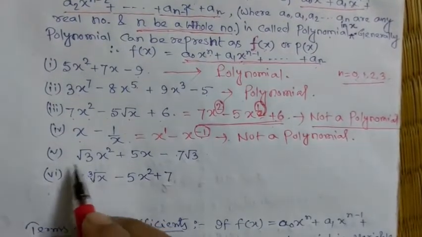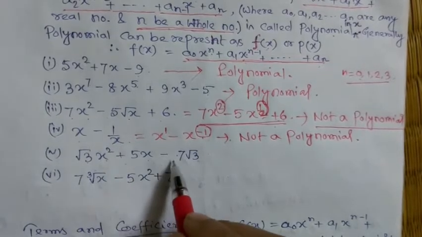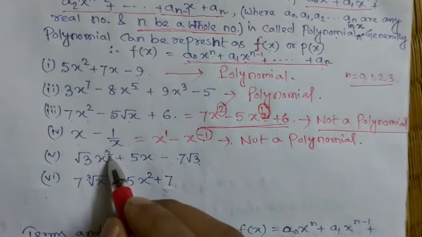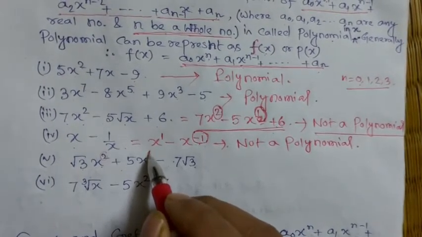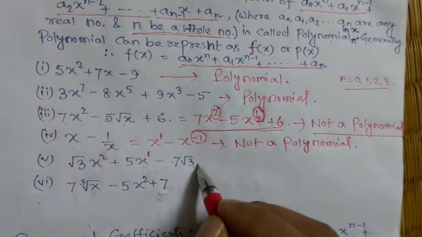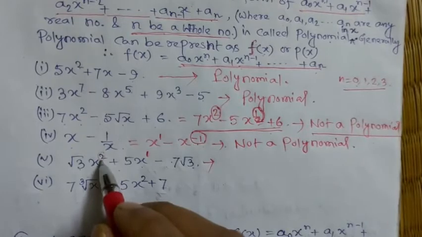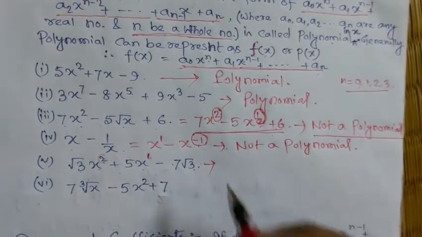Now consider number 5, root 3 x square plus 5x minus 7 root 3. Here the power of x is 2, so 2 is a whole number. Here the power of x is also 1, so this one is a whole number, and this one is the constant term. So all the powers of x, here 2, 1 and here 0, are whole numbers.